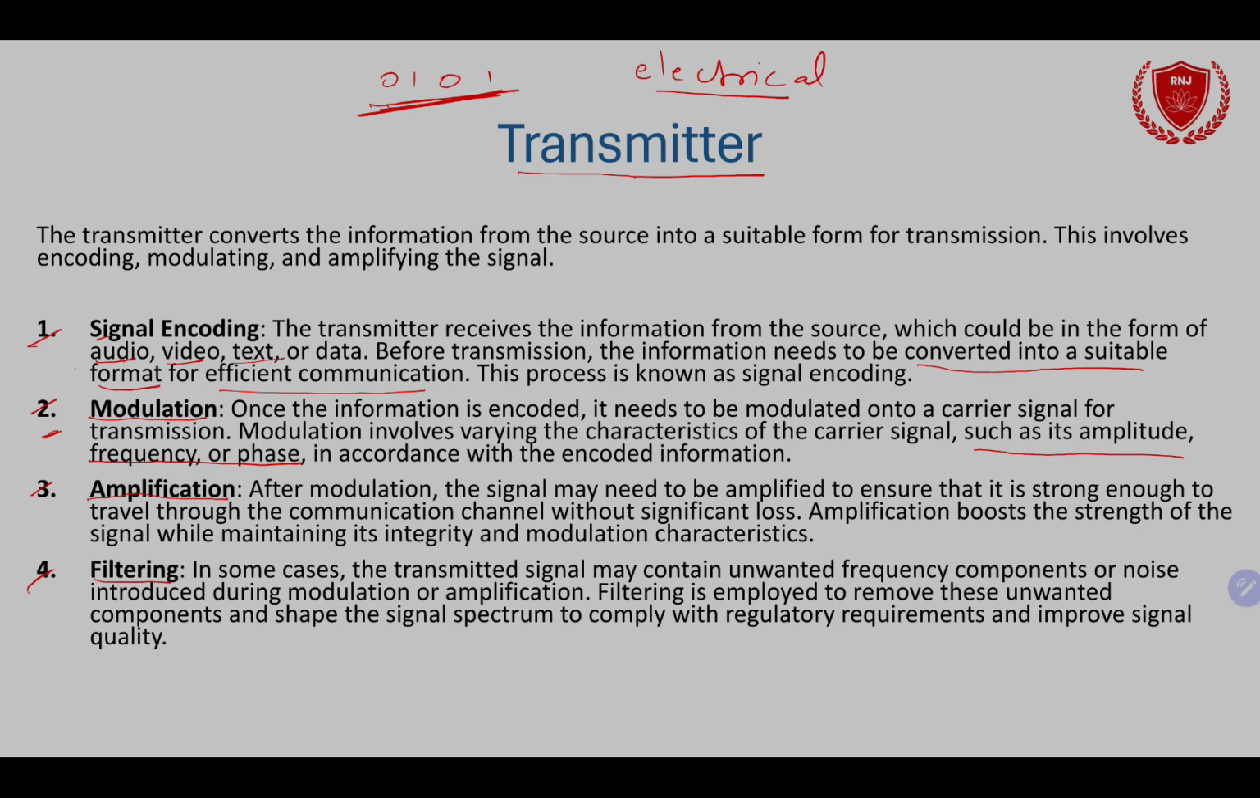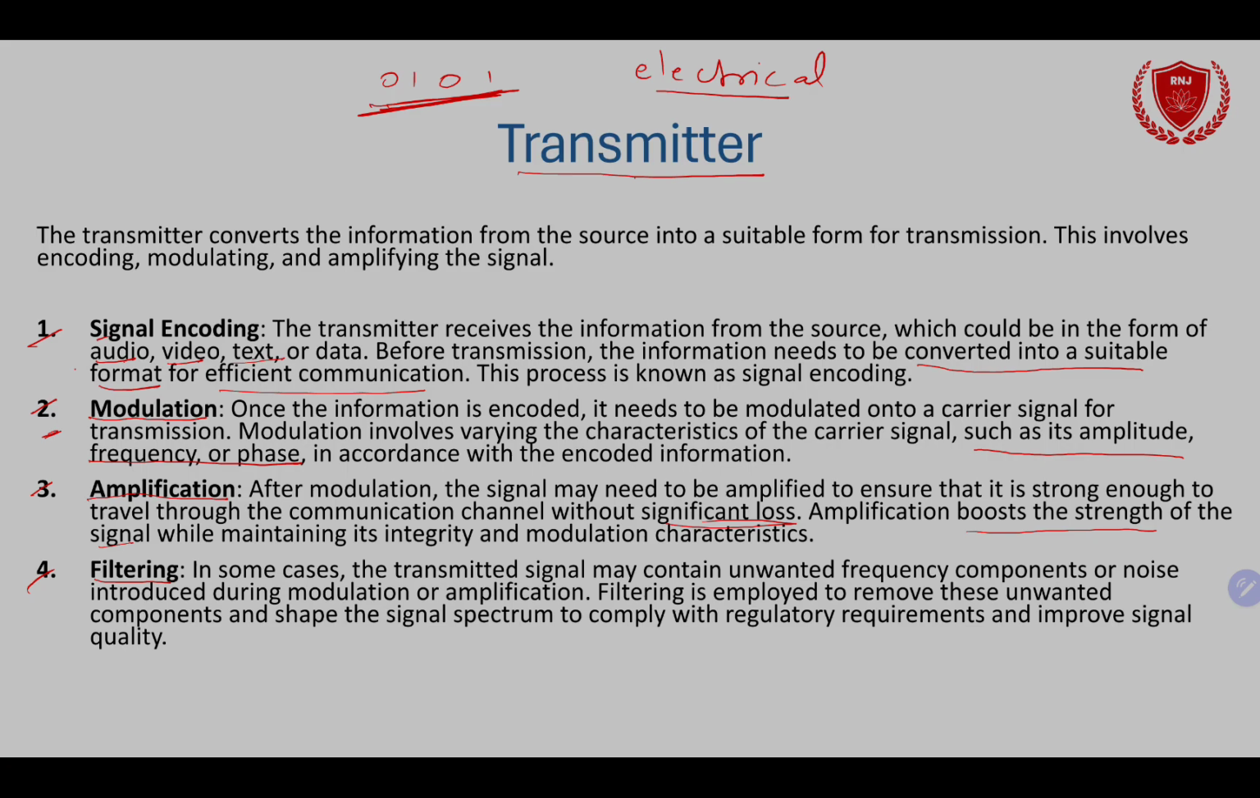Next comes amplification. Now what is this amplification? Amplification means what? To boost the strength of the signal, right? So that there is no signal loss across the entire communication from the transmitter end till the receiver end, or from the information source till the destination, right? The signal should be strong enough so that there are no significant losses of the signal. For that purpose we do amplification, and amplification is what? To boost the strength of the signal.